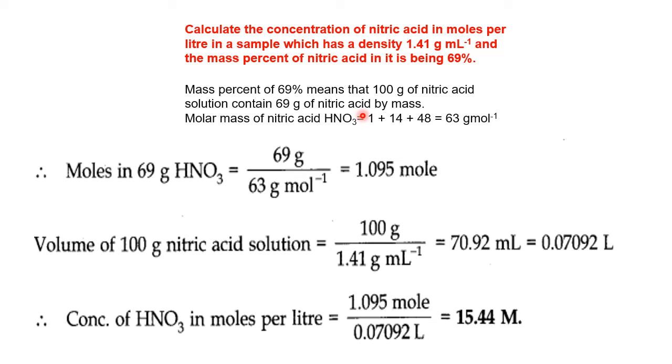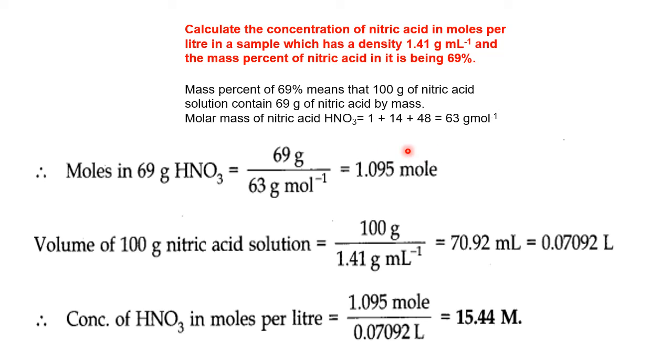So 100 gram of nitric acid solution contains how much nitric acid only? It is 69 gram. The remaining is solvent, so that it is totally 100 gram of solution. Understood? So what is the mass of nitric acid here? Mass of nitric acid is 69 gram. What is the molar mass of nitric acid? It is 1 H, 1 N and 3 O together, 63 gram.